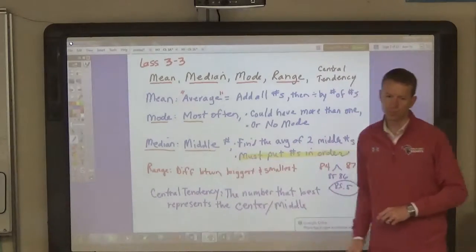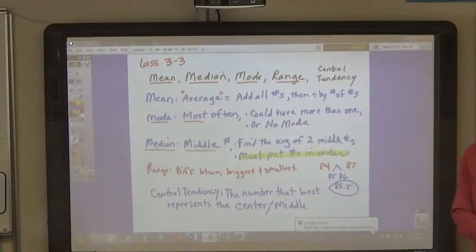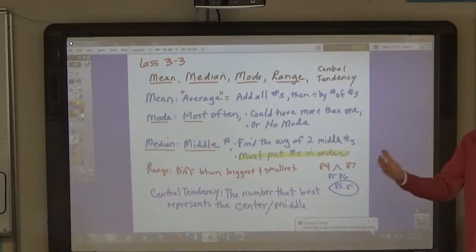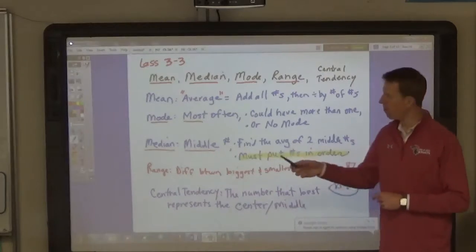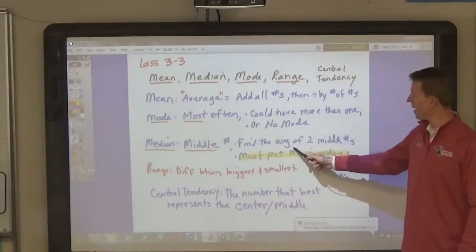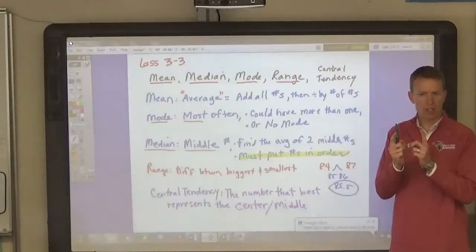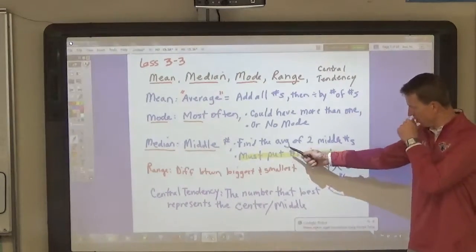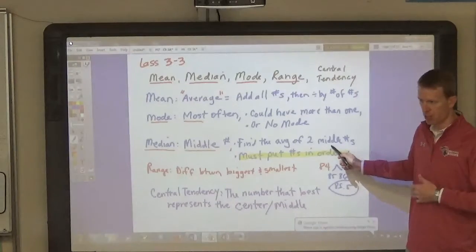The median. If you think of a median on a road, it's the middle. It separates the 2 sides. And so the median number is the middle number, or I should say really the middle value in the set. Because if there's an even number of numbers, then you have to find it by finding the 2 middle numbers, adding them together, and then dividing by 2, or finding the average of the 2 middle numbers.